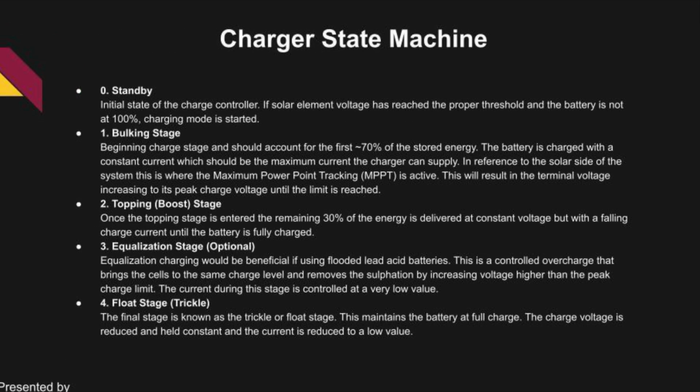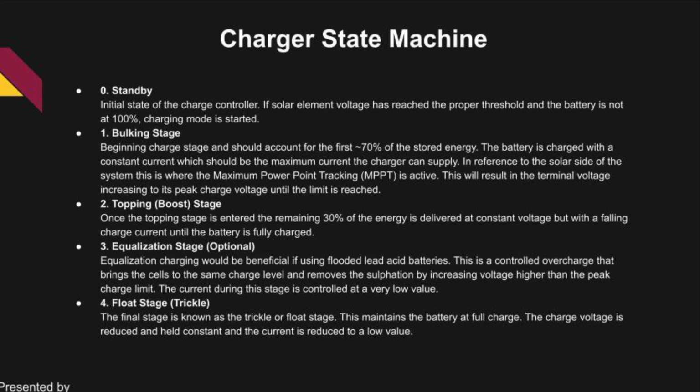Okay, looking at the charger state machine behaviors, we of course want a standby mode. This is the initial state of the charge controller. We're going to be looking at a bulk stage, the beginning charge stage. This should account for 70% of the stored energy that's delivered. Then we're looking at a topping stage. This is like a boost stage. This is where the remaining 30% is delivered at a constant voltage, but with a falling charge current.